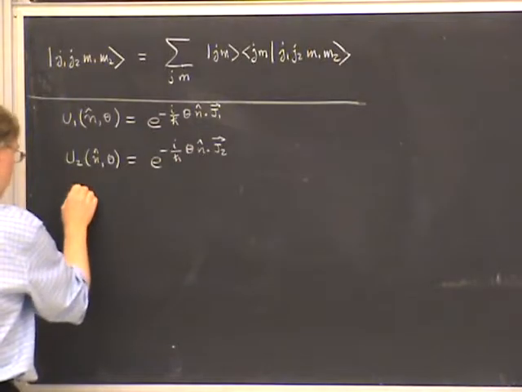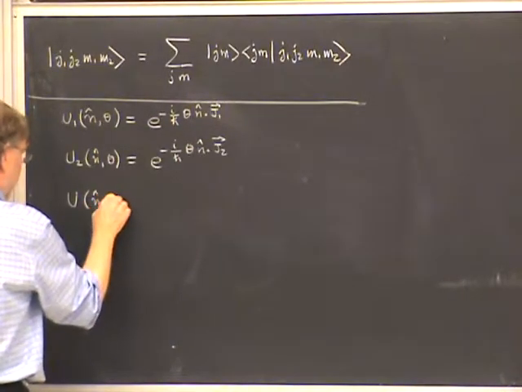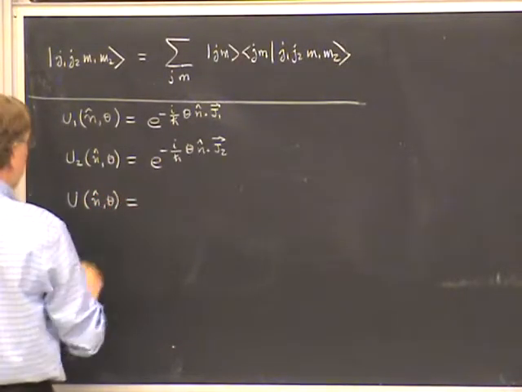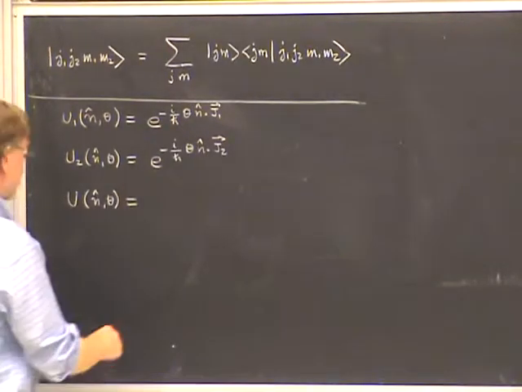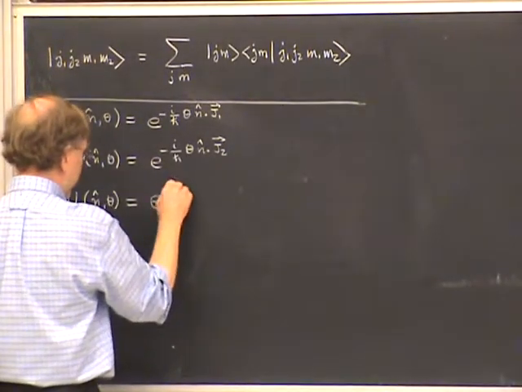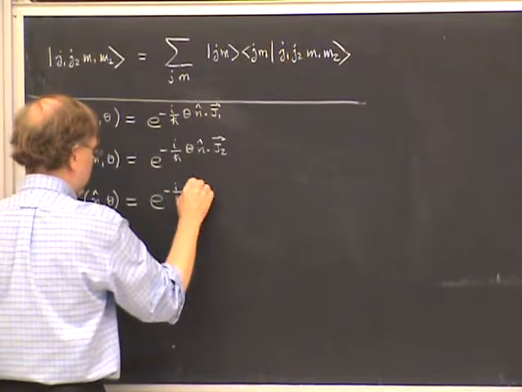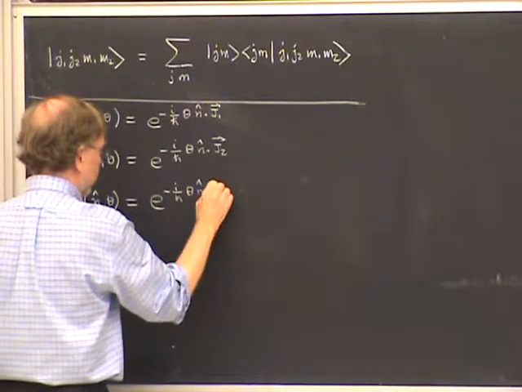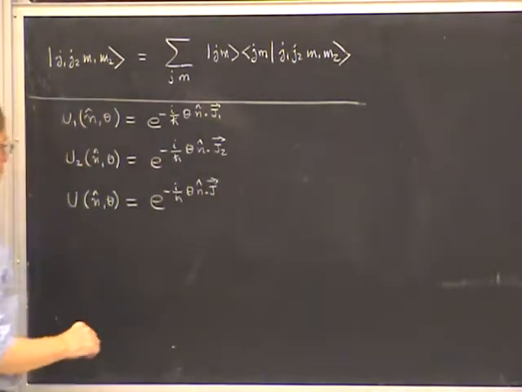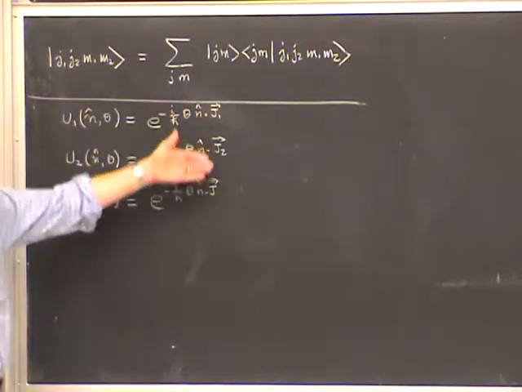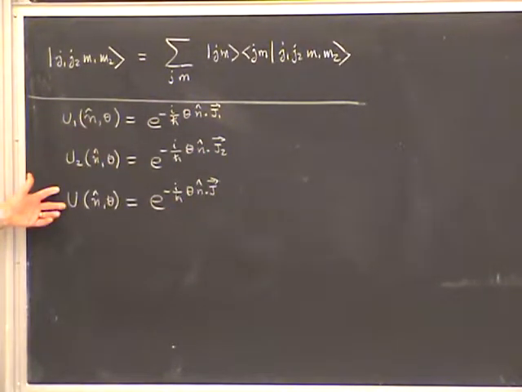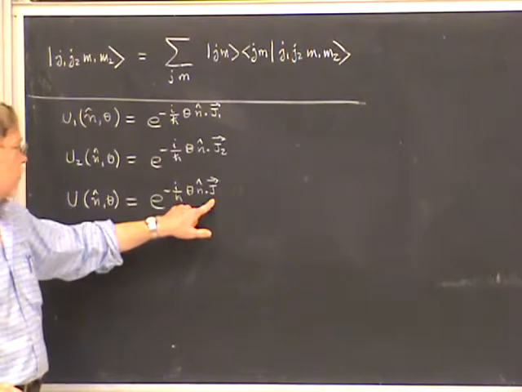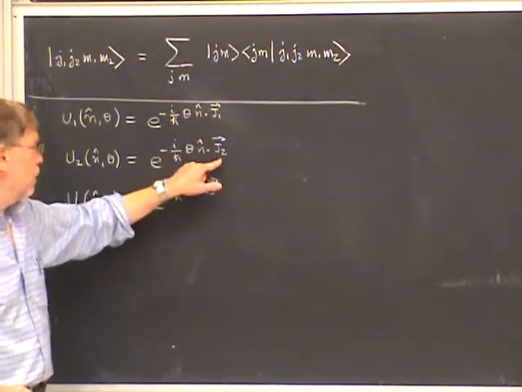And then let's talk about an overall rotation operator U(n̂, θ) that acts on both spaces. This can be defined as e to the minus i over ħ times θ times n̂ dotted into total J. For each space, you use the angular momentum vector that's appropriate for the given space. However, total J is the sum of J1 plus J2.